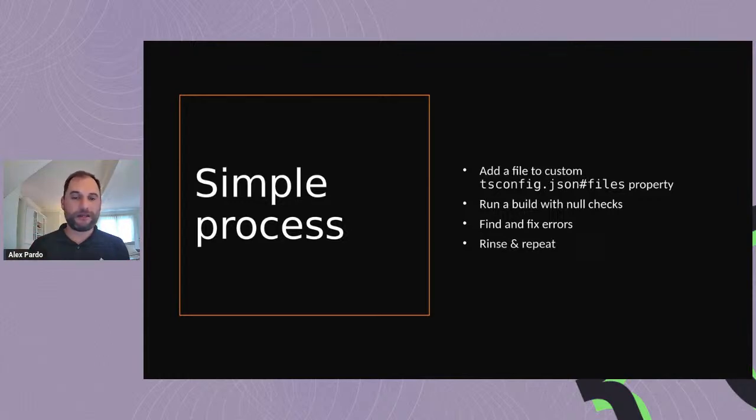You add a file to the custom files property, right? You run a build with the nullchecks. It will show you which errors are popping up there. You will fix them. Then you run the build again, of course. They should be fixed. You rinse and repeat, right? So you do it until each and every file of your project which has nullcheck errors is fixed.